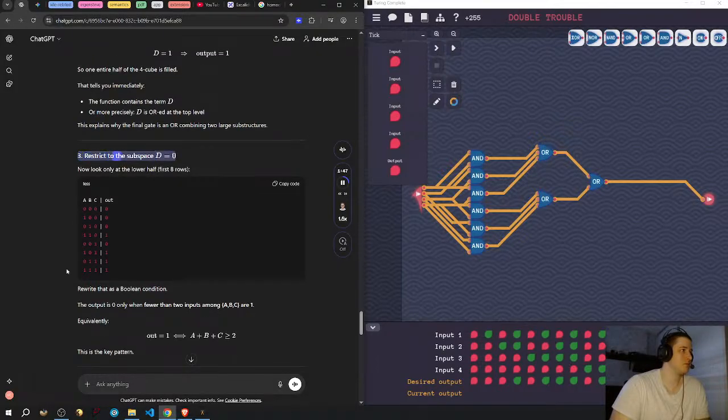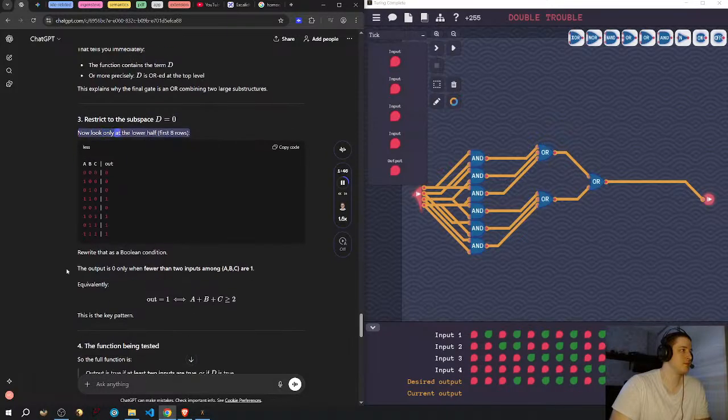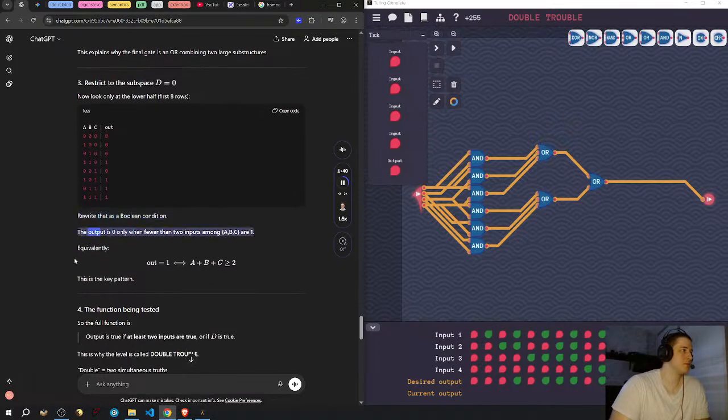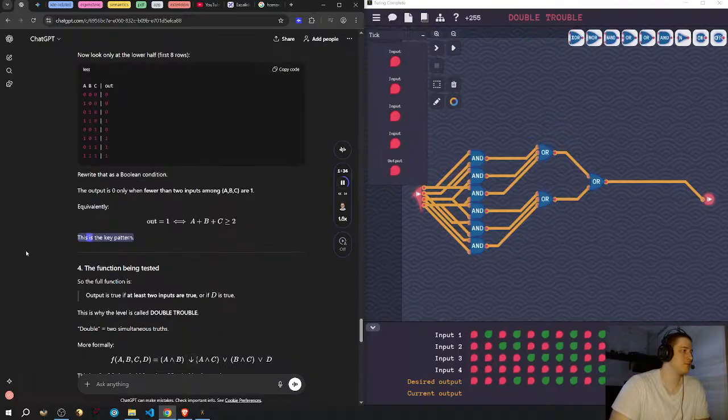3. Restrict to the subspace D equals 0. Now look only at the lower half, first 8 rows. Rewrite that as a Boolean condition. The output is 0 only when fewer than 2 inputs among A, B, C are 1. Equivalently, out equals AB or AC or BC is the key pattern.